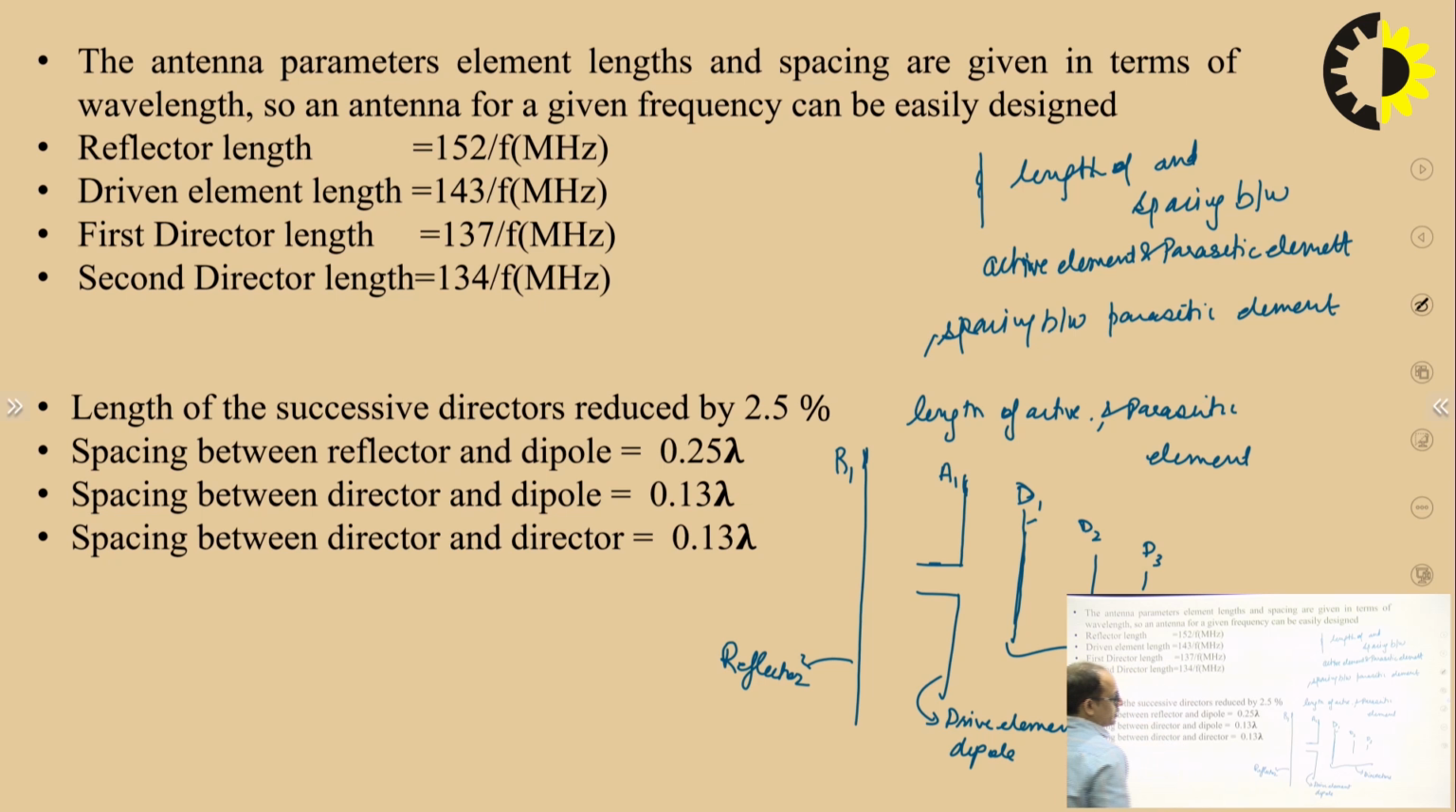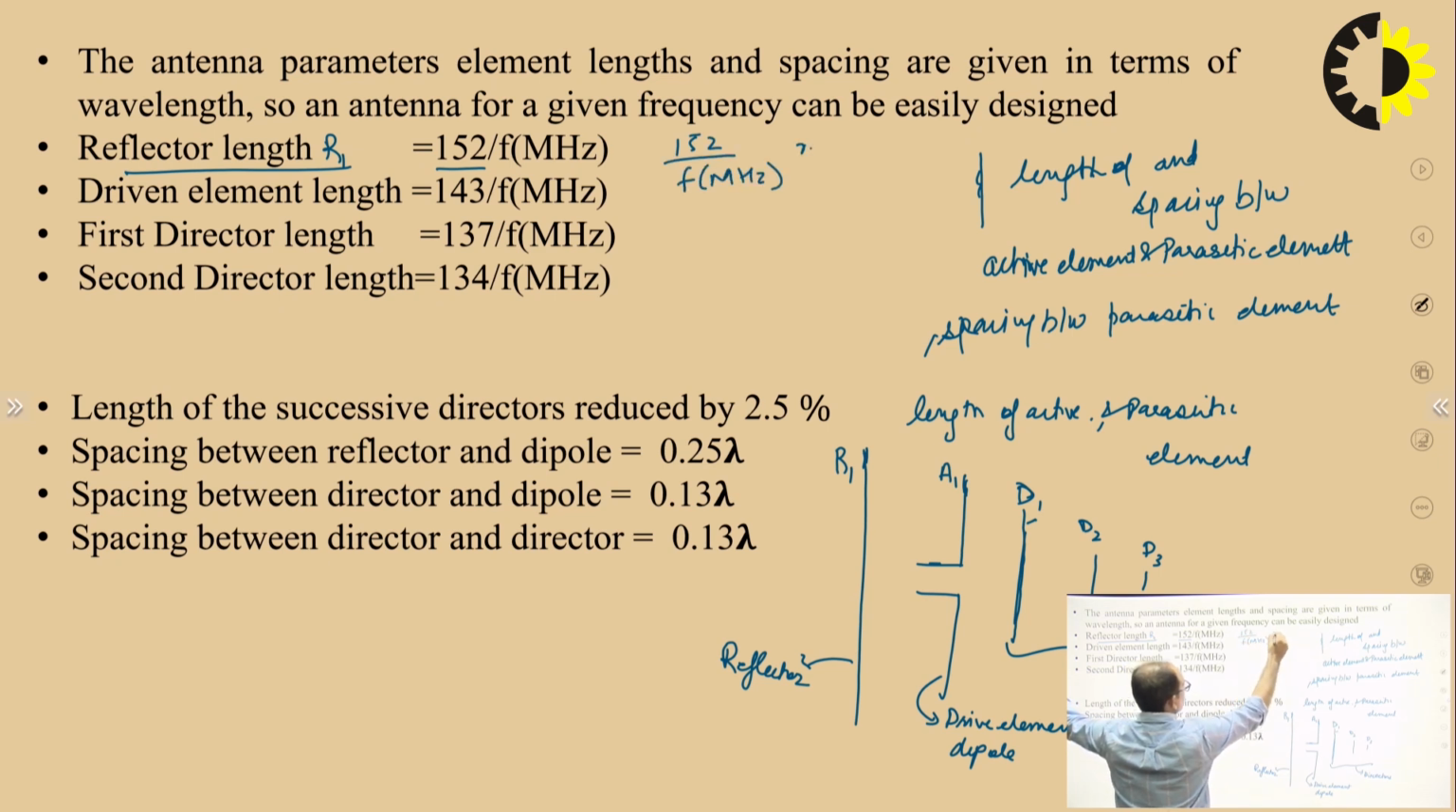mainly the length of the reflector, R1, the designing length is equal to 152 upon frequency. The frequency should be in megahertz, and the result will be in meters. The driven element length should be 143 by F. First director length is 137 by F. Second director length is 134 by F.